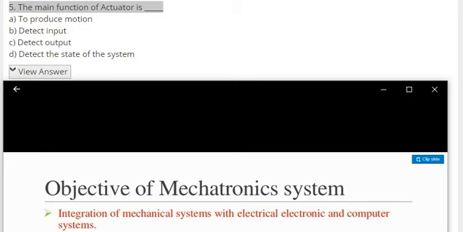Now the next question, the main function of an actuator is, there are 4 options. To produce the motion, to detect the input, to detect the output, to detect the state of the system.